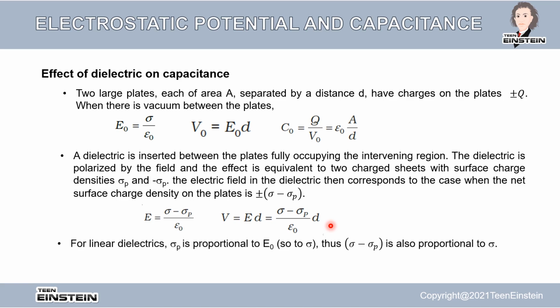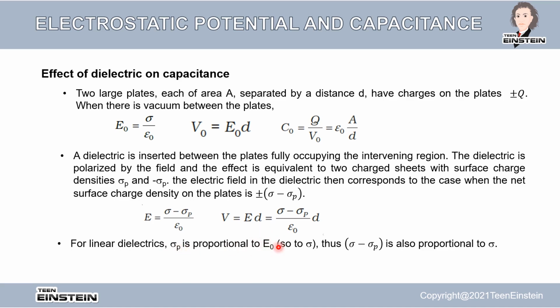Before going into that, we will simplify this a little bit. For a linear dielectric, sigma p is proportional to E0. Why is sigma p proportional to E0? E0 is the field that is created, and this is the field in which the dielectric is kept. If this field is higher, then the polarization is also going to be higher, so the surface charge is also going to be higher. So sigma p is proportional to E0.